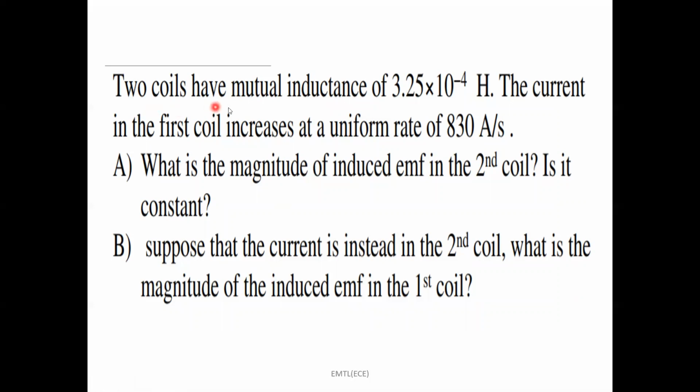Two coils have a mutual inductance of 3.25 × 10^-4 henry. The current in the first coil increases at a uniform rate of 830 amperes per second. Then what is the magnitude of the induced EMF in the second coil? Is it constant? Suppose the current flows instead in the second coil, then what is the magnitude of the induced EMF in the first coil?